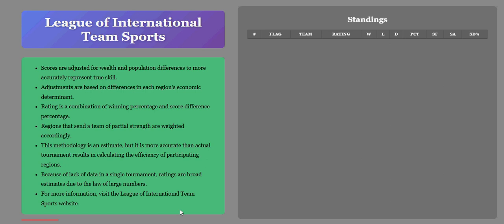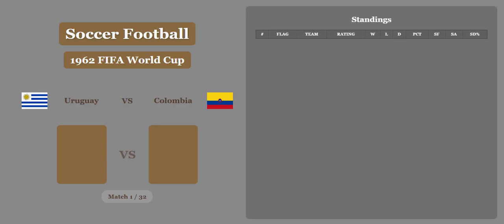Welcome to the 1962 FIFA World Cup, where we're looking at it from a perspective as if all countries involved had the same amount of wealth and population. It's a better way of ranking true skill of countries, because large wealth and populations give countries advantages. It increases their potential. It doesn't guarantee anything, but it increases their potential.